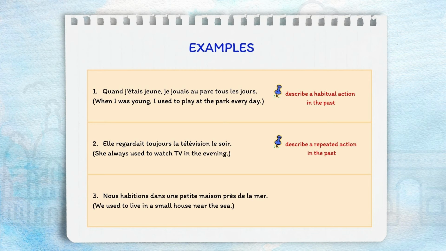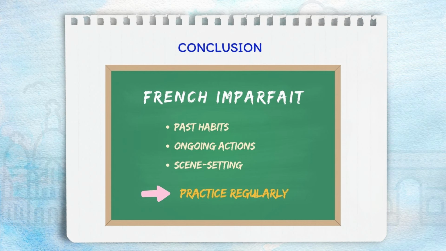And in "Nous habitions dans une petite maison près de la mer," the imparfait tense sets the scene by describing a past living situation. These examples demonstrate how the imparfait tense is used to describe ongoing or repeated actions in the past in French sentences. In conclusion, the imparfait tense is invaluable in French, capturing past habits, ongoing actions, and scene setting. Mastering its conjugations allows for fluid expression in narratives and conversations.